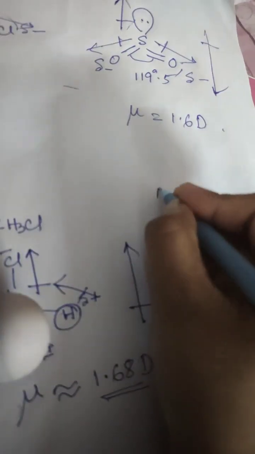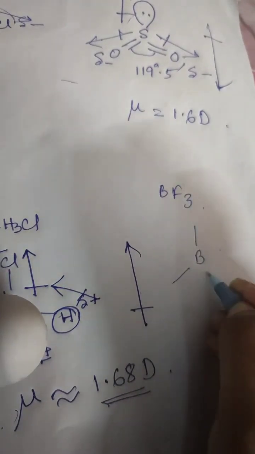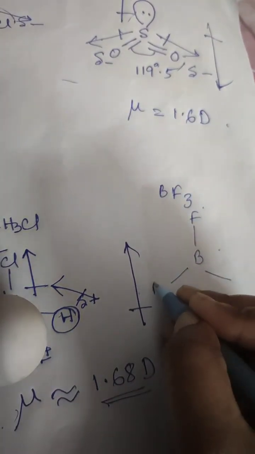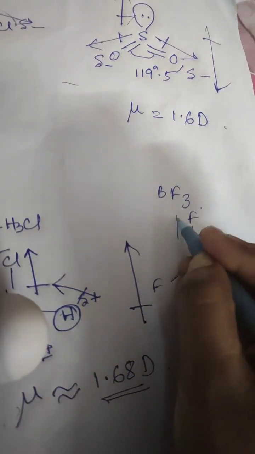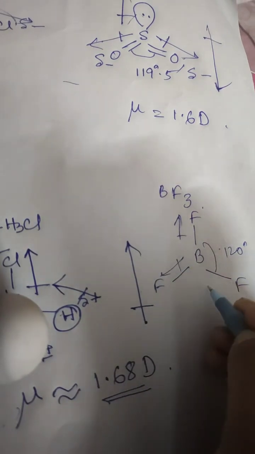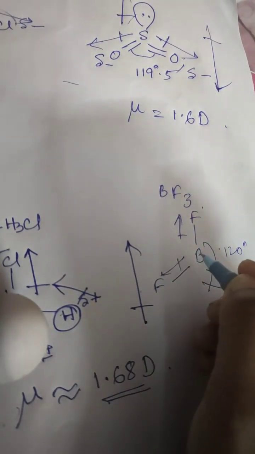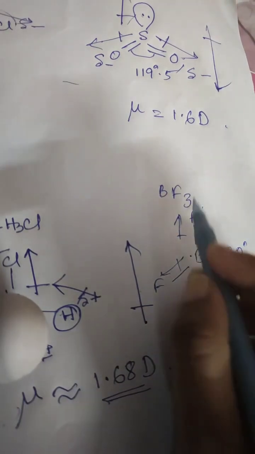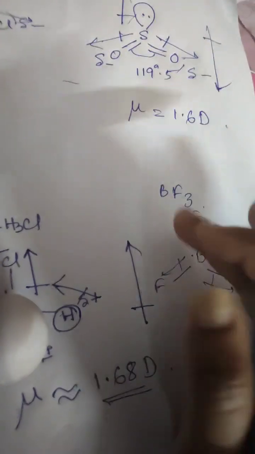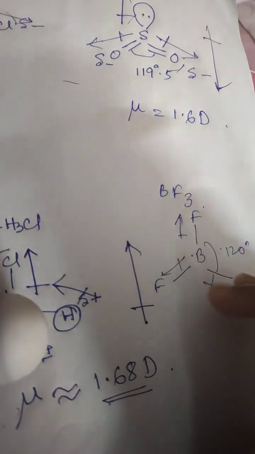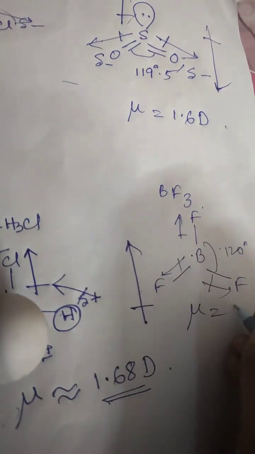Now our next compound is BF3. This is the structure of BF3. Bond angle is 120 degree. Now here also the net dipole moment value is 0 because fluorine is electronegative and boron is electropositive. The 3 fluorines are placed on opposite sides, so the 3 dipole moments also go in opposite directions, so the vector of dipole moment cancels out. So here mu value is also 0.